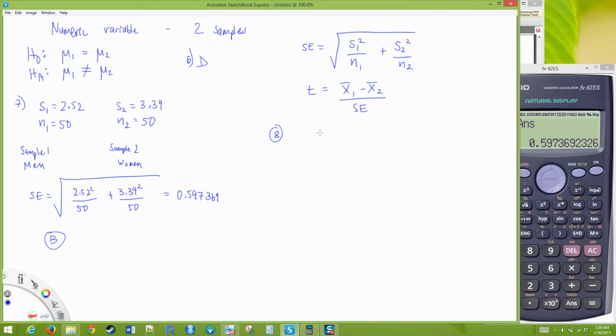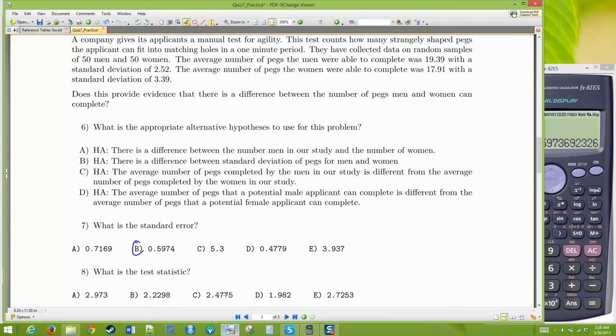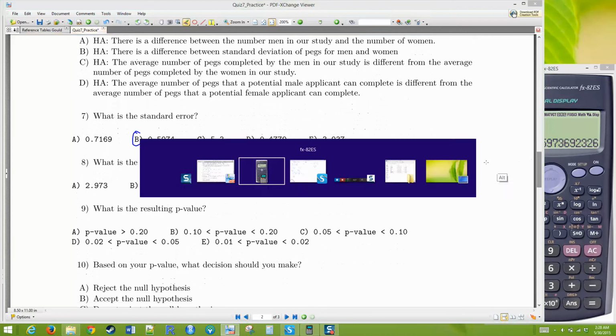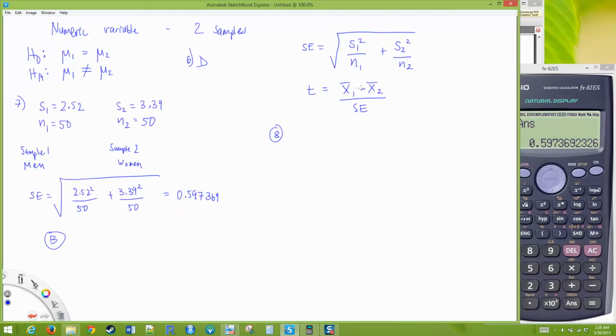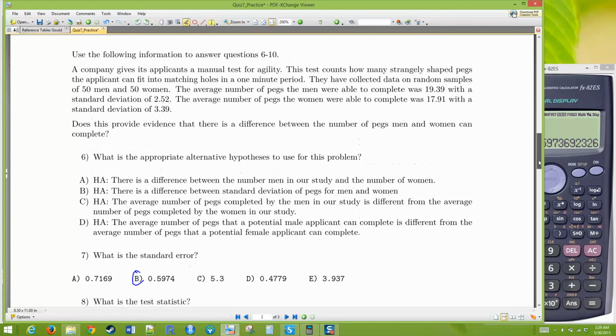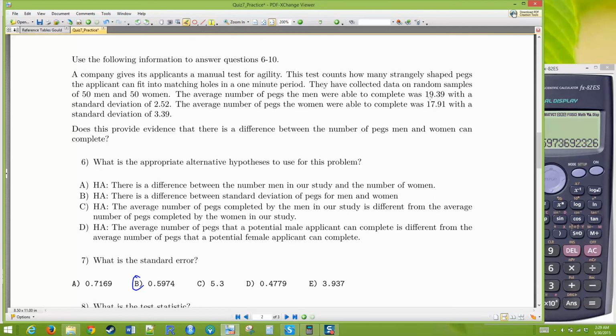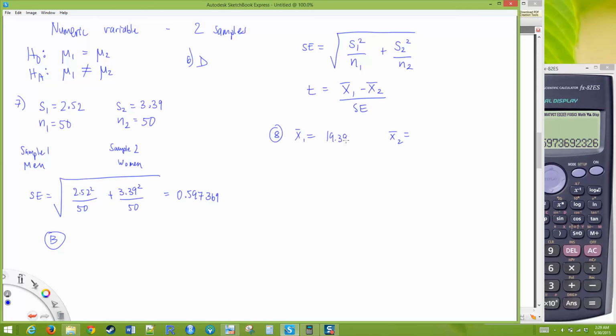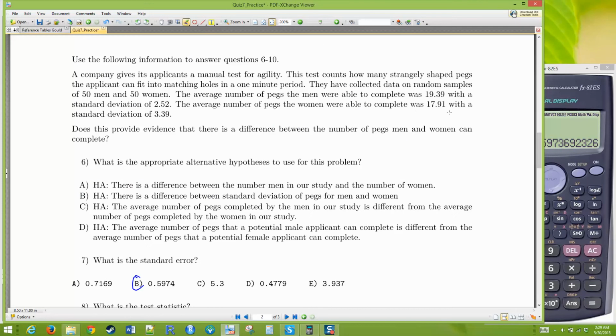Okay, number 8, we're going to find our test statistic. Our test statistic is going to be x bar 1 minus x bar 2. So let's go through our problem and look up what x bar 1 and x bar 2 are. X bar 1 corresponds to the mean of the sample of men, the average for the males in our study. Reading this, the average number of pegs the men were able to complete was 19.39. So we're going to put 19.39 here. And x bar 2 is the average for the women, which, reading our problem, is 17.91.